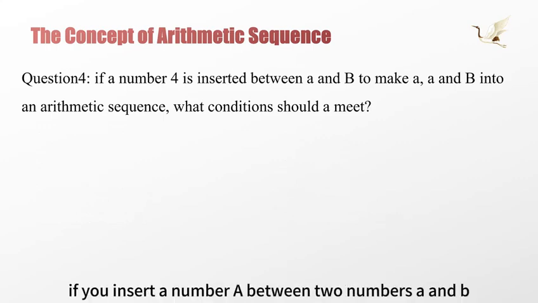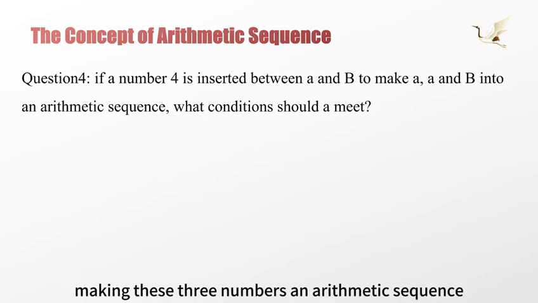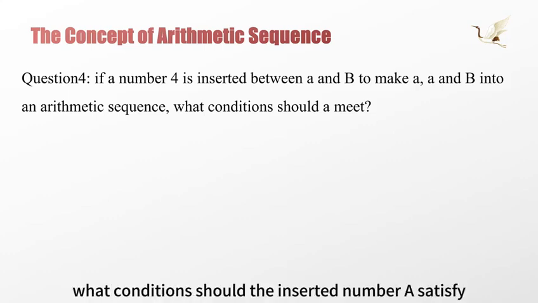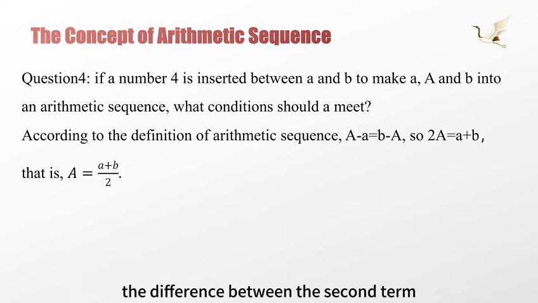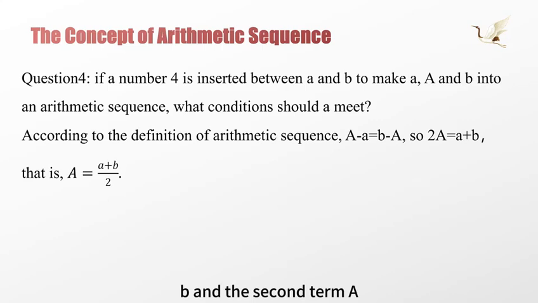So please think, if you insert a number A between two numbers a and b, making these 3 numbers an arithmetic sequence, what conditions should the inserted number A satisfy? It is not difficult to find according to the definition. The difference between the second term A and the first term a should be equal to the difference between the third term b and the second term A. Therefore, we have 2A equals a plus b, that is, A equals (a plus b) divided by 2.